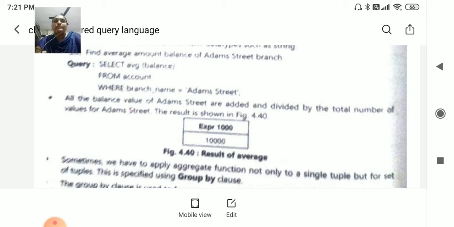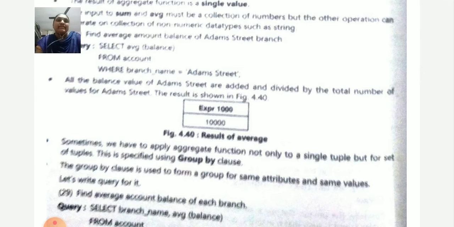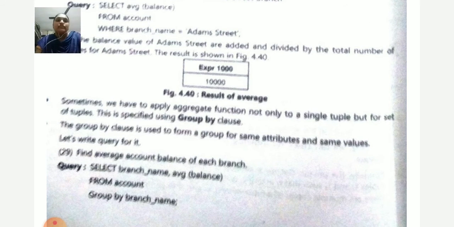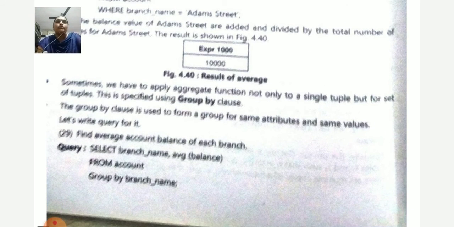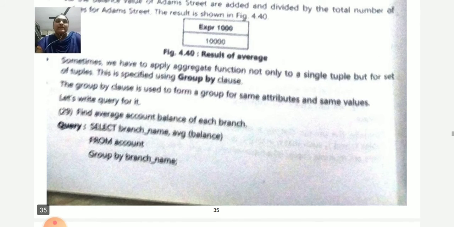That's why I fire this query in SQL, structured query language, that is nothing but select average balance from account where branch name is equal to Adam Streets. All the balance values of Adam Street are added and divided by the total number of values from Adam Street, and the result is shown here. Sometimes we have to apply an aggregate function not only to a single tuple but to a set of tuples also. This is specified using the group by clause.